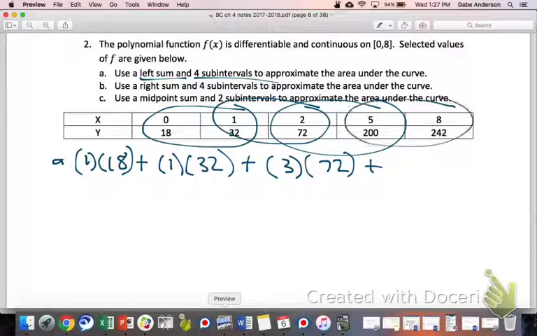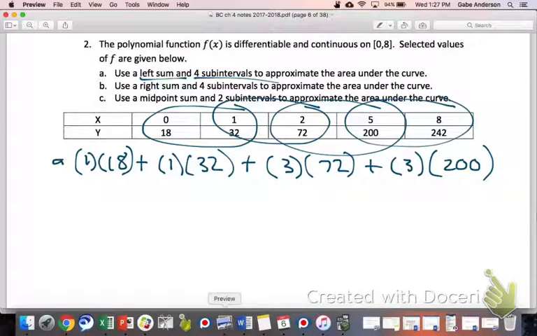Plus the final interval goes from 5 to 8. That is also a distance of 3, and we'd use 200. I'm assuming that you guys can multiply and add well enough to handle that. Is that good as far as the setup goes? Did you take it all the way through? So let's see here. 50, 266, 866? Okay, so 866, we're good?